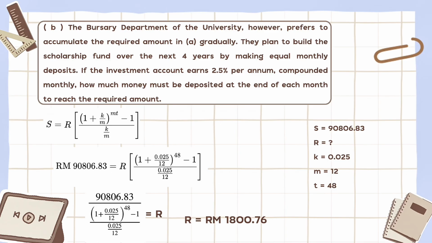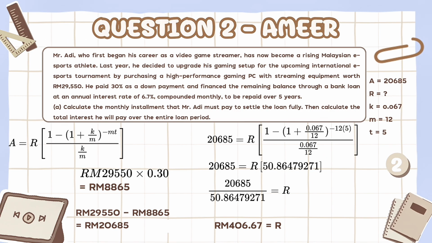To find R, we have to substitute the information into the formula. So we will get the R is RM 1,876 cents. For the first question, we need to calculate the monthly installment that Mr. Adi must pay to fully settle the loan, followed by the total interest he will pay over the entire loan period. First, we need to determine the down payment by multiplying 29,550 ringgit by 30%.